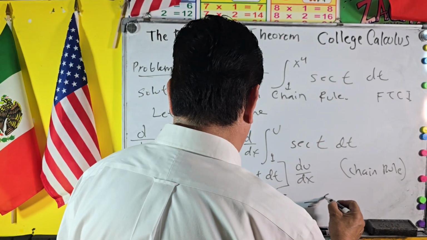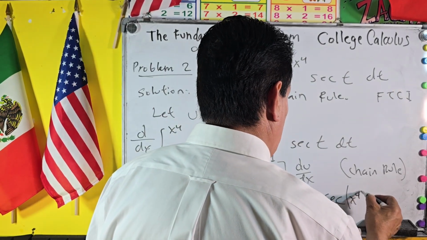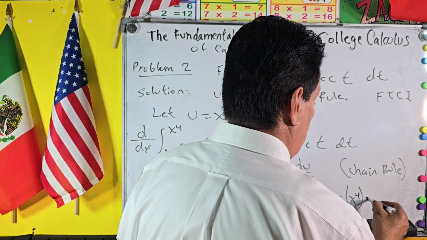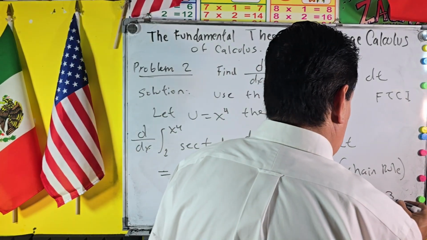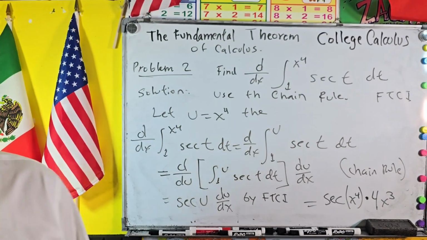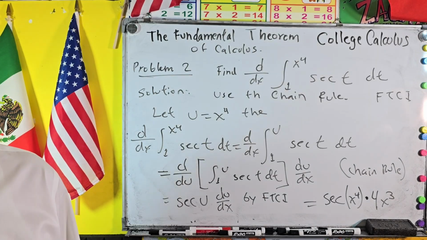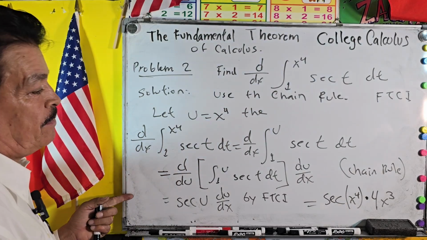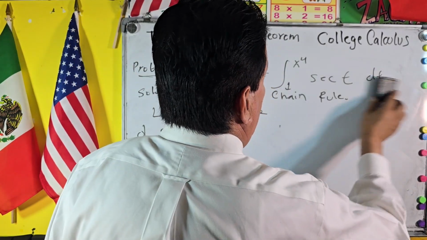So this is equals a conclusion. The conclusion is sec of x to the 4 power, x to the 4 power, times 4x to the third power. All right. That's the solution to this problem. Okay, so let's erase it. Okay, two problems right here. I think that's fine.